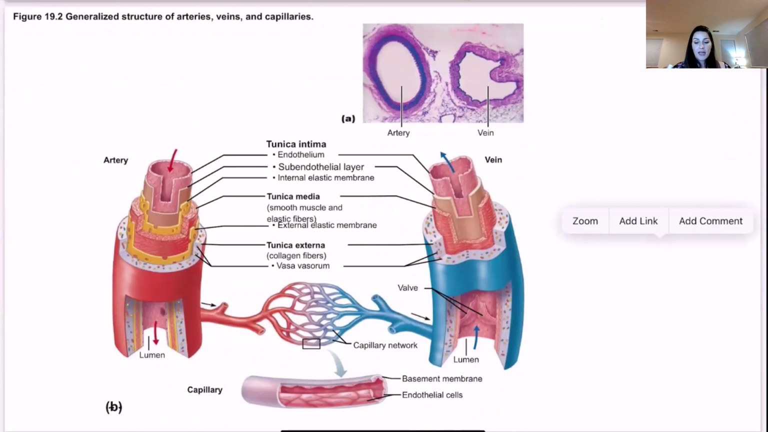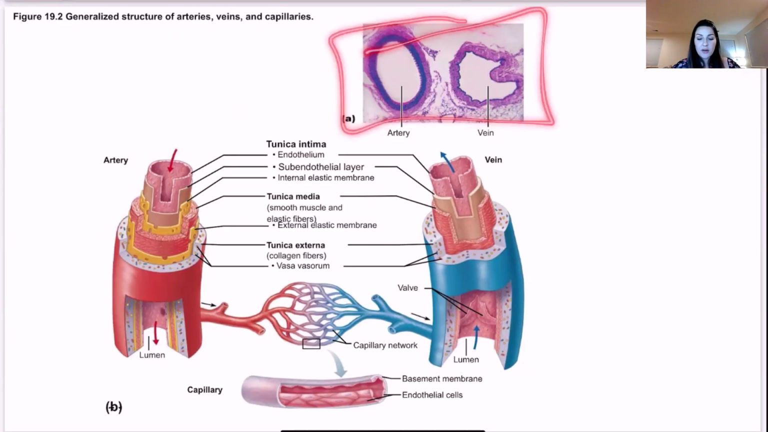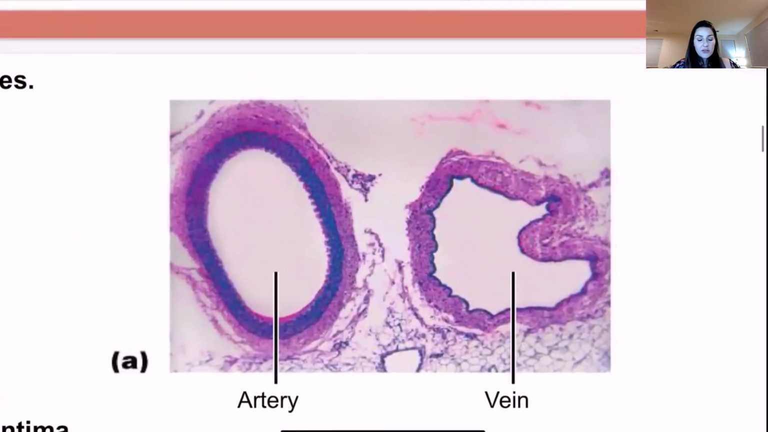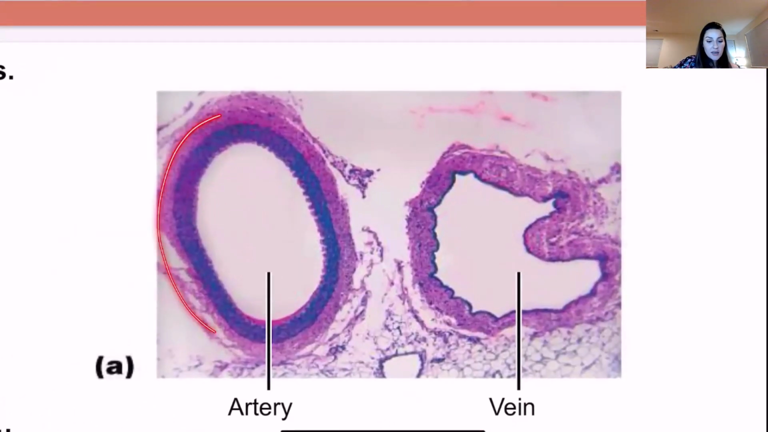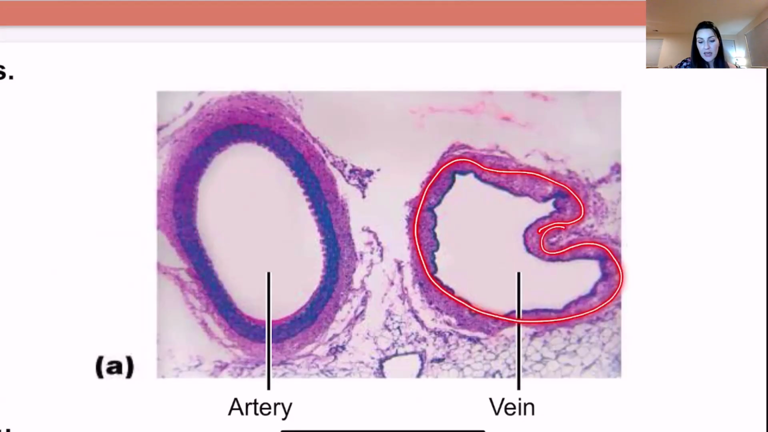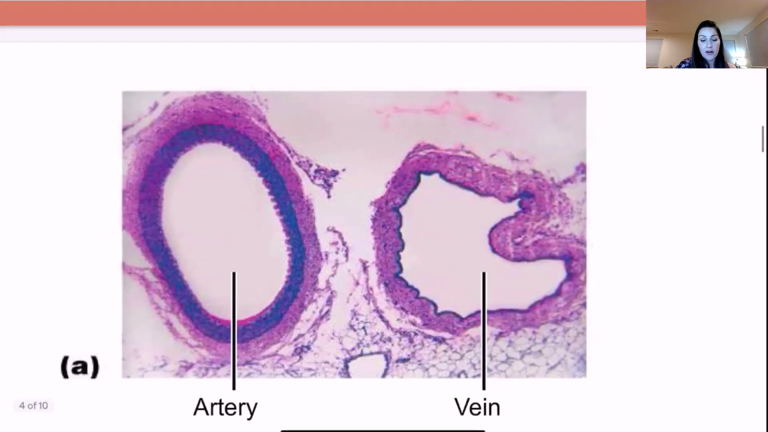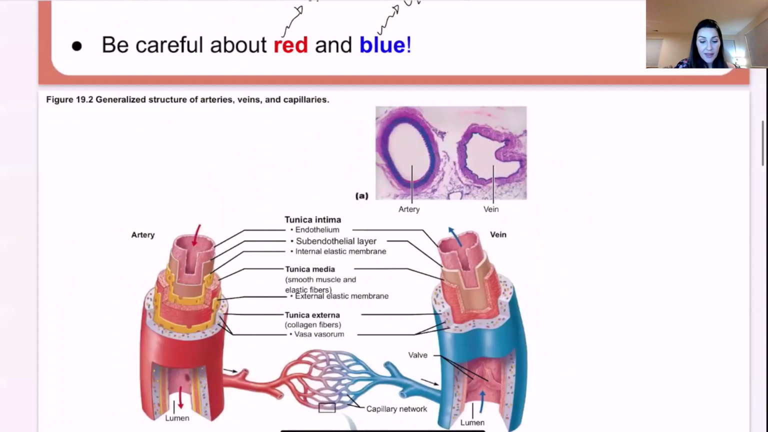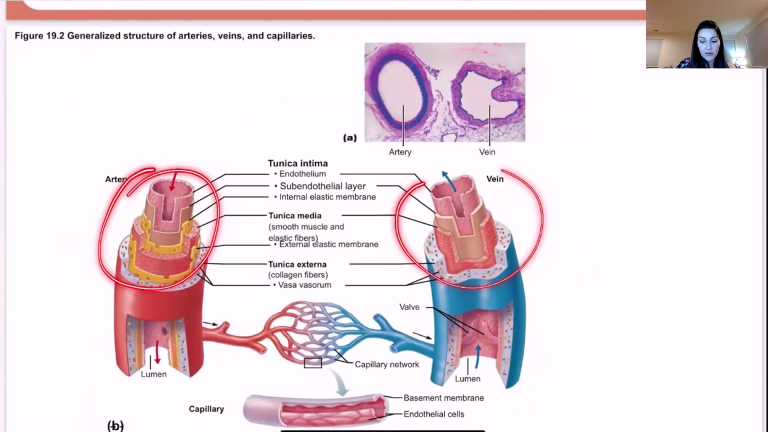If we were to take a cross-section of an artery and a vein, this is what we would see, this picture up here. Let me zoom in on it. An artery is really circular and has a really thick purple layer. A vein is kind of squished and that purple layer is a lot thinner. So that's what we're looking at here. It's in cross-section, and these top layers are also cross-section.